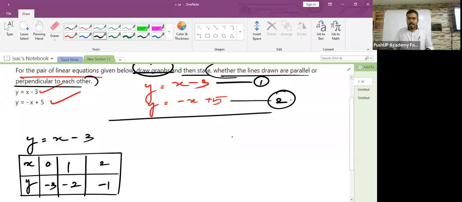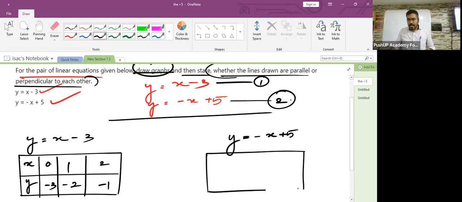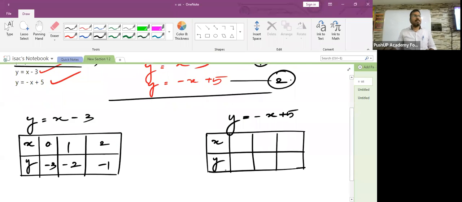Plotted the points. Let's go to the next equation. y is equal to minus x plus 5. Here also, it doesn't need any changes. Whatever is the equation given to us, we can use it directly. So here is your x, here is your y. Which value of x? 0. So if x is equal to 0, y will be 0 plus 5, which is 5 itself.